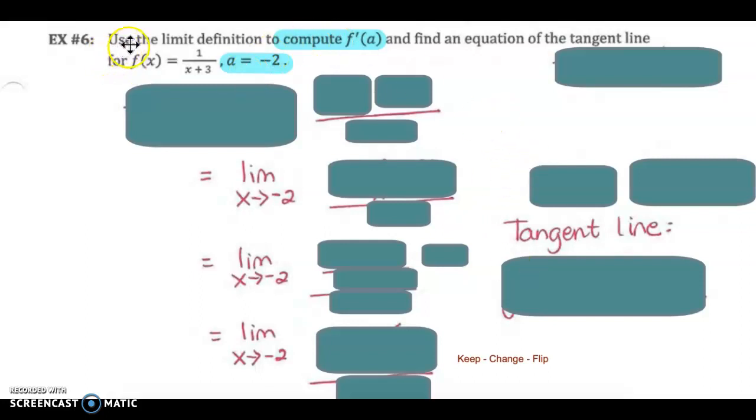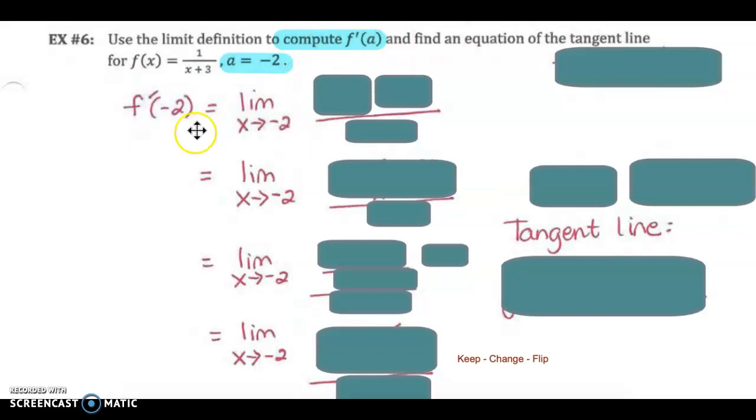Okay, so example 6, use the limit definition to compute f prime of a and find an equation of the tangent line for f of x equals 1 over x plus 3 at a equals negative 2. So we do have a value here, and we can use that first, or the alternate formula, the one that we used on example 4, the f of x minus f of a.